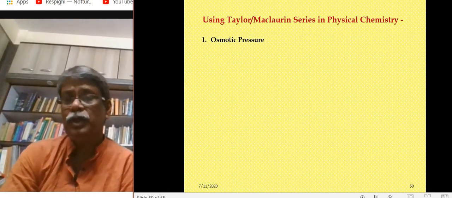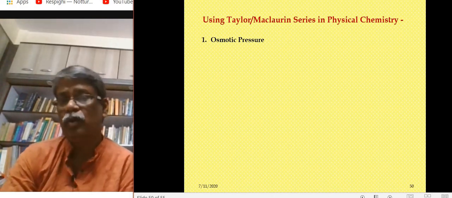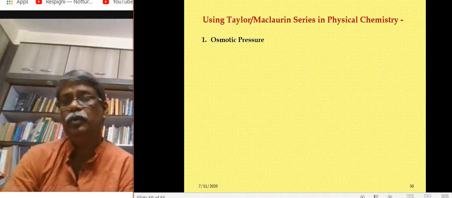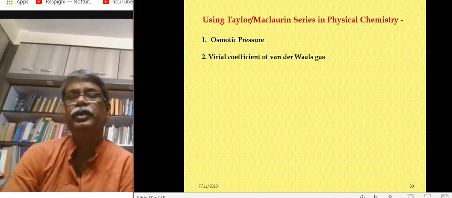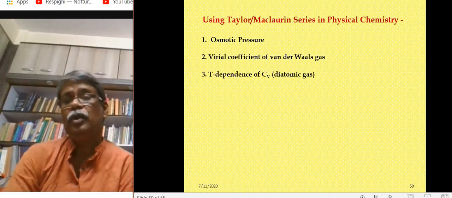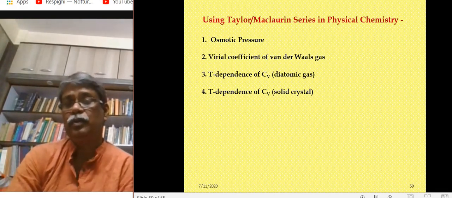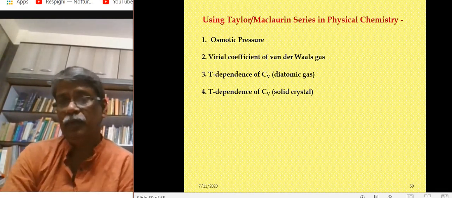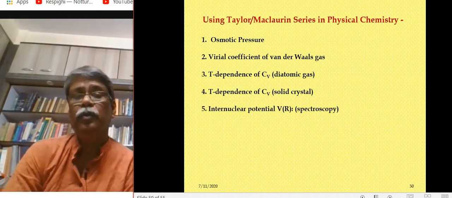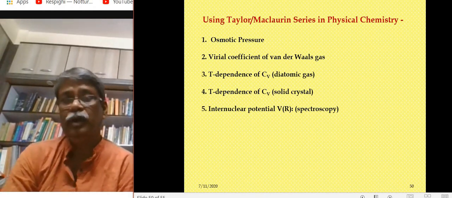Well, this portion I can go very quickly because you are chemistry students and you have come across all these things. I'm just compiling in a single frame how and where we have used this Taylor or Maclaurin expansion: osmotic pressure, virial coefficient of Van der Waals gas, temperature dependence of CV for diatomic gas, temperature dependence of CV of solid crystal. Actually it was done in one of the 5 famous papers of Einstein. And another is intermolecular potential V(r) in spectroscopy. So at least I have compiled 5 examples, you may find even more.